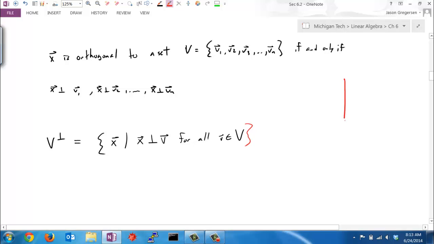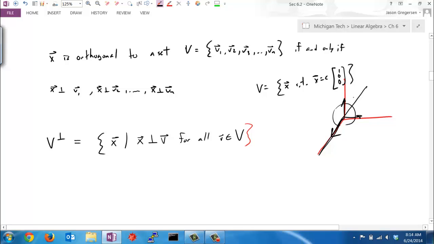We did a little example last time where V was equal to the set of all vectors such that X is equal to some number times (1, 0, 0). All the multiples of this vector, on that line. We talked last time about how V perp would then be all the vectors in this plane. Any linear combination of this vector and this vector is perpendicular to all of the vectors on that line.